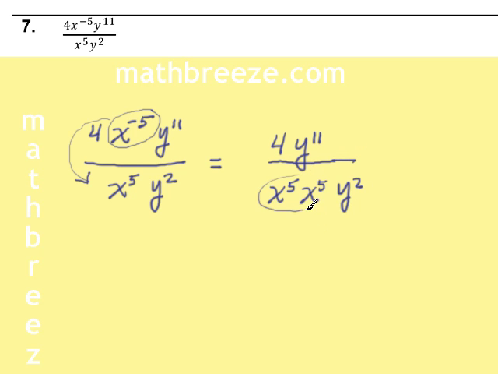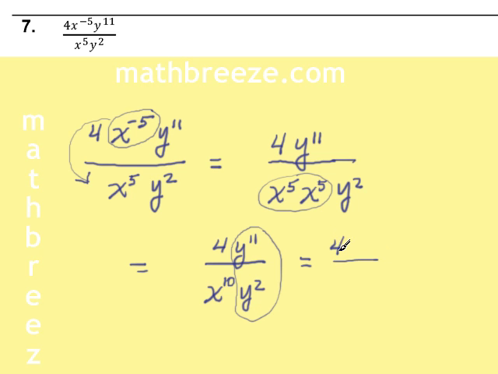All right, so now I'm just going to multiply these by adding the exponents. 5 plus 5, so we have x to the 10. Now we have these powers of y that we can divide by subtracting exponents. So 11 minus 2 is 9. So we have that 4 in the numerator, and then y to the 11 minus 2, and then x to the 10 in the denominator.